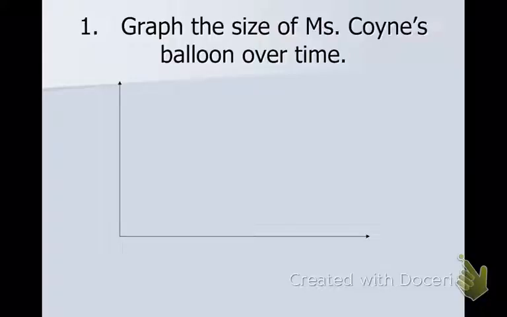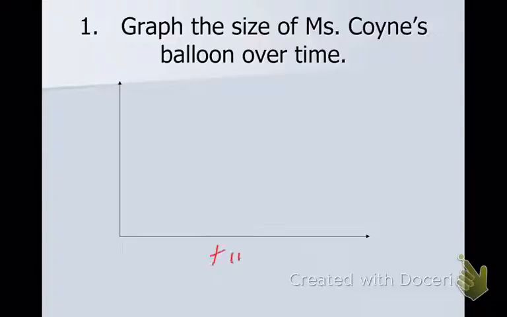Well, you have to imagine we graphed the size of Mrs. Coin's balloon over time. Now, Mrs. Coin is a teacher in our early college department. So we have to imagine her blowing up a balloon, and she's going to blow it up to the point where it pops. Okay? Well, first and foremost, we have to label our axes, and we want to show the relation between size and time.